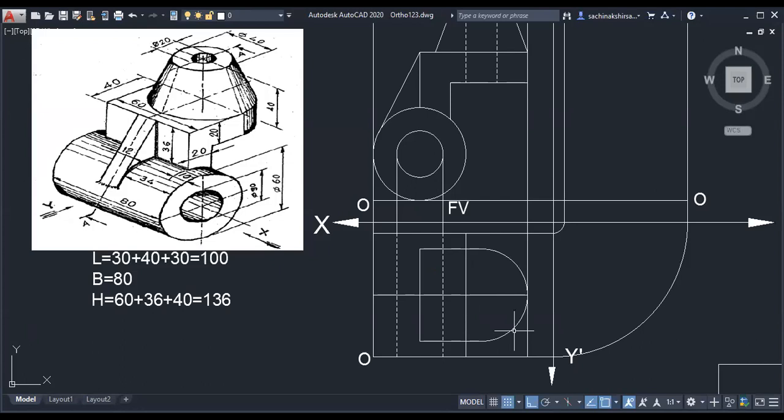Try to understand why I am showing this by a dotted line: because it is going below this part. So again I will show it by a dotted line, like this. Why was some part of the cylinder shown dotted here? It is invisible.